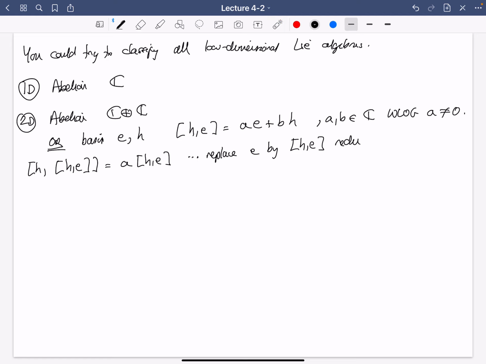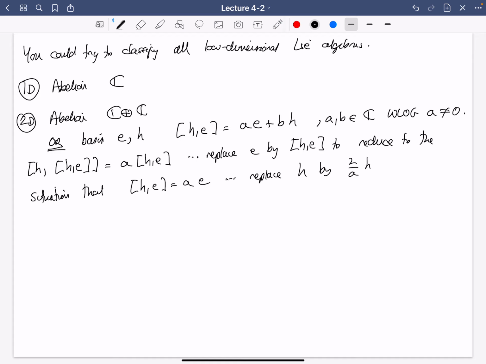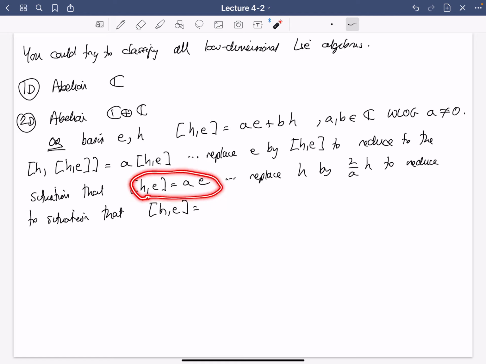And when you do this, you reduce to the situation that actually the bracket of H with this new E is just a non-zero multiple of E. And then you replace H by, let me see, I think I want 2 over A times H. And then this reduces further, that actually the bracket of H with E, so if in this formula I instead plug in 2 over A times H, the bracket of that with E is 2 over A times A E, it's 2E.